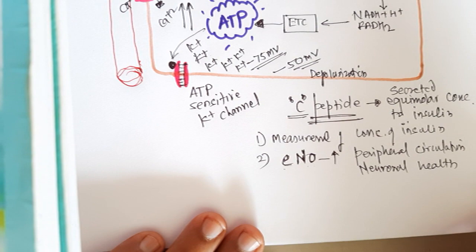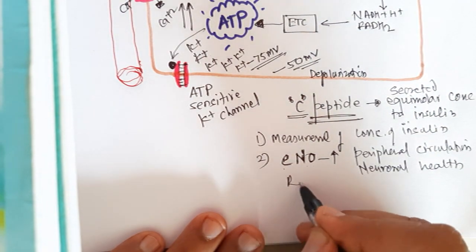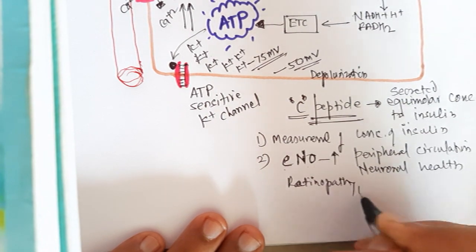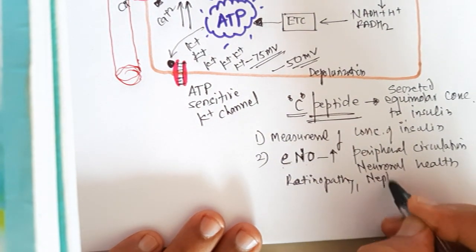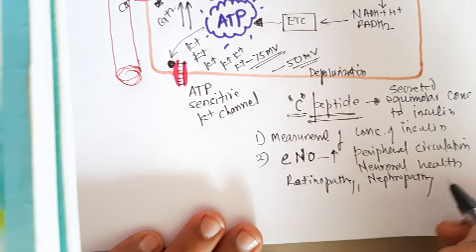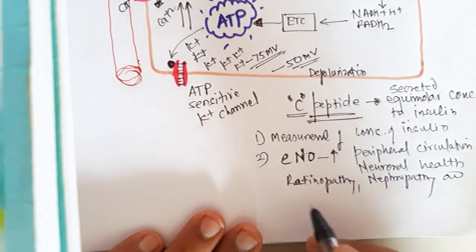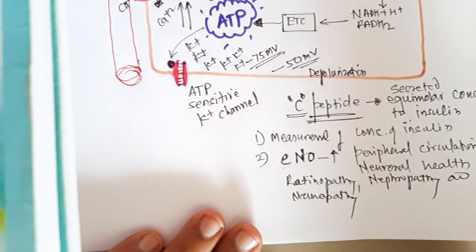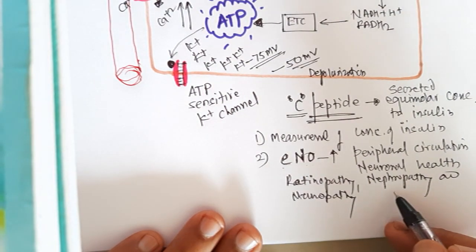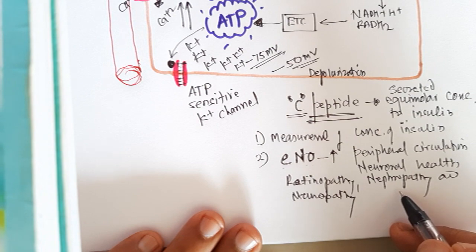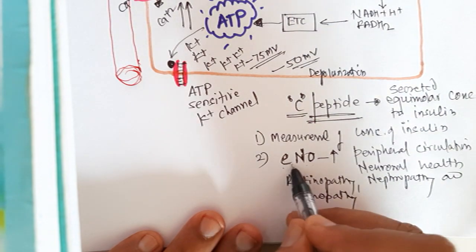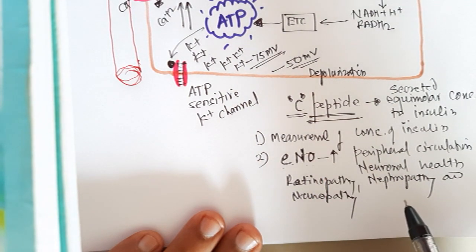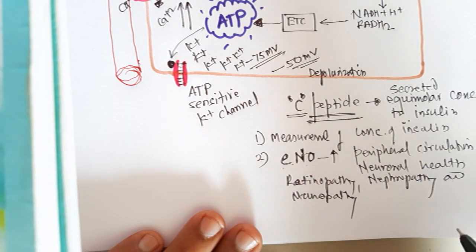conditions like retinopathy, nephropathy, neuropathy, which generally occur in a condition like diabetes mellitus. So this is very important. Along with the insulin, the C peptide is also equally important.